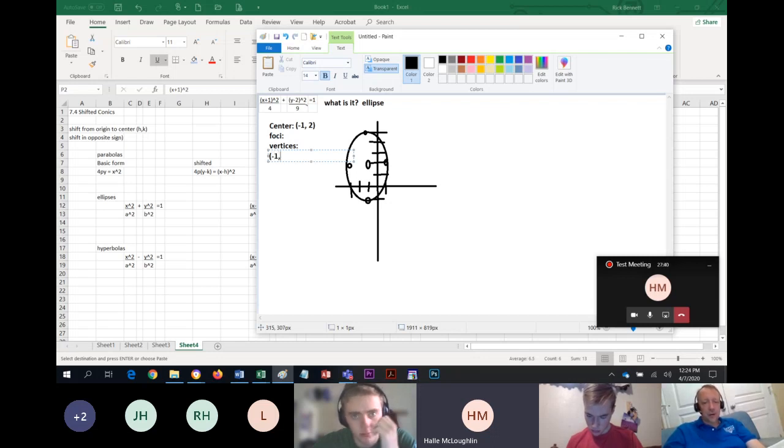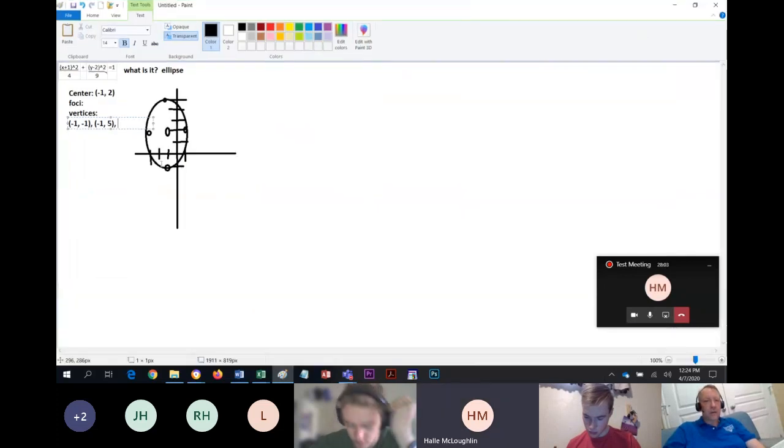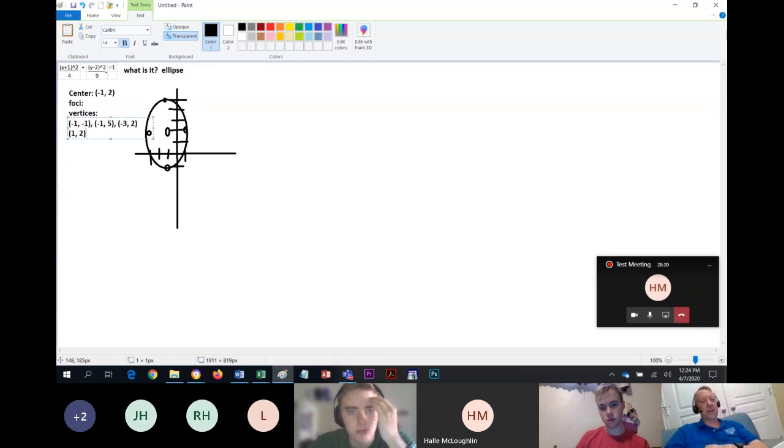So -1, -1. And on the top, I've got -1, 5. And on the left, I've got -3, 2. And on the right, I've got 1, 2. Perfect. Okay. So I think it's really easy to graph these because then you just look at the graph and say, oh, that's where it is.